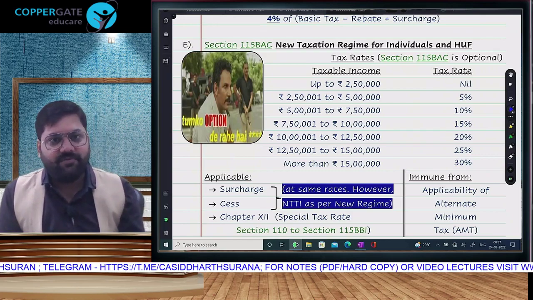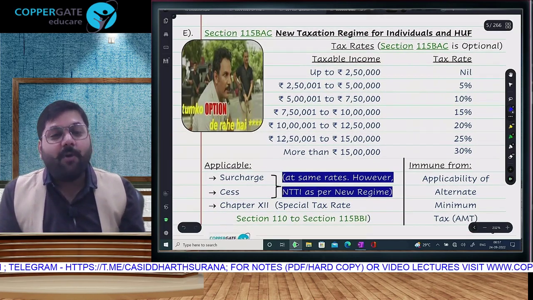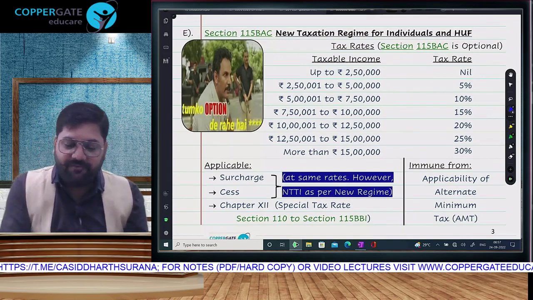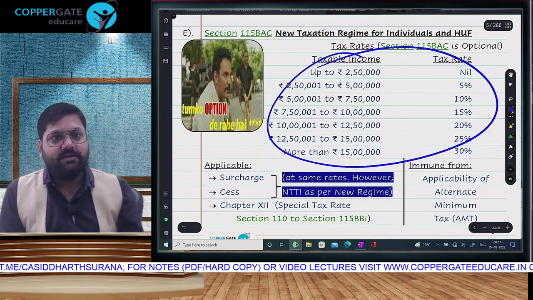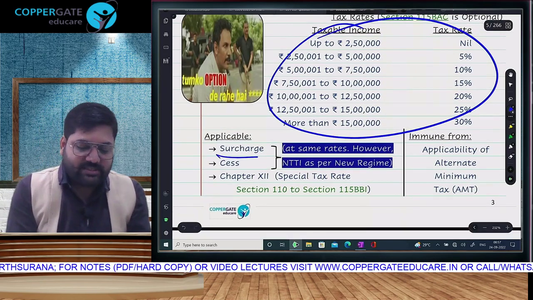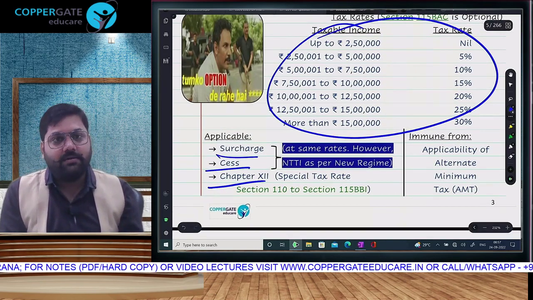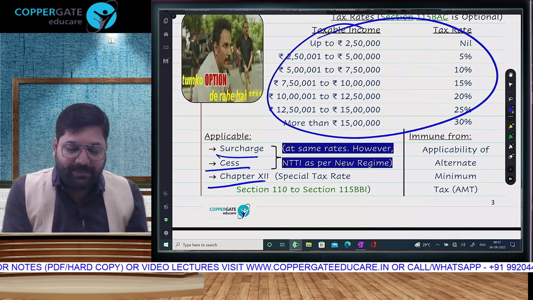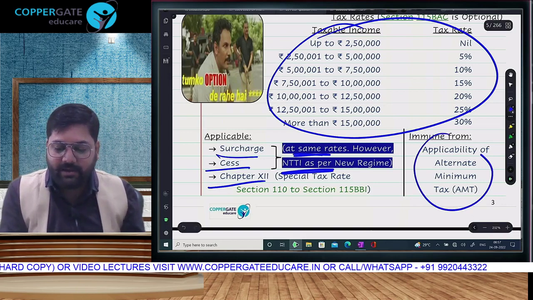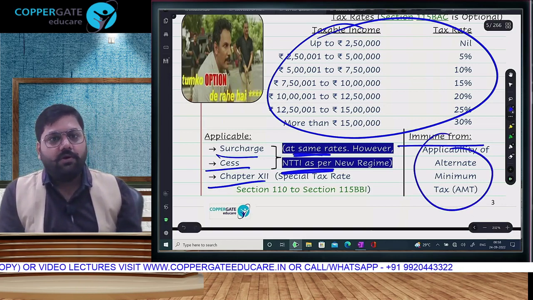We will focus on 115BAC. We are getting an option. Have we studied these rates in 115BAC? Just verify whether we have studied all this or not. Are surcharge and cess, Chapter 12, all going to be applicable? It will apply at the same rates, but NTTI will be as per the new regime. And what will not be applicable? Immunity from the applicability of alternate minimum tax.